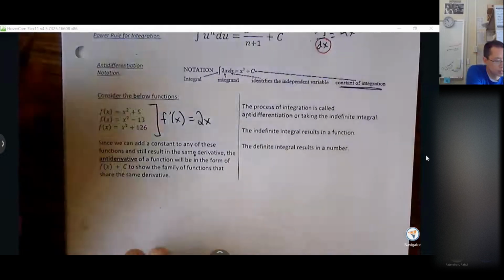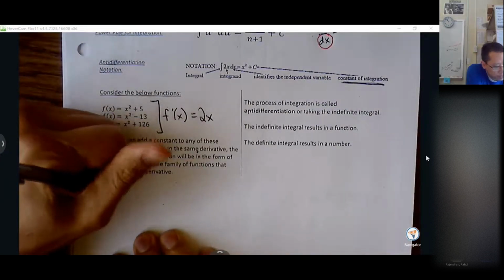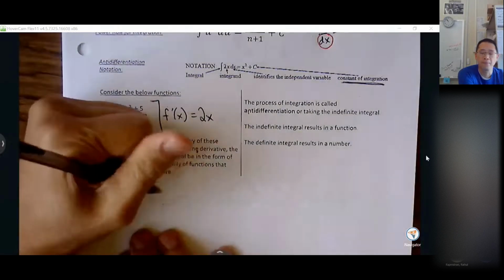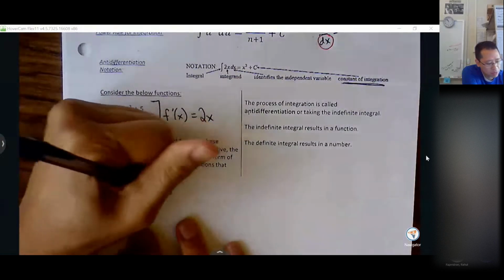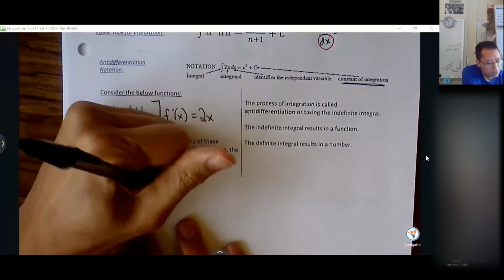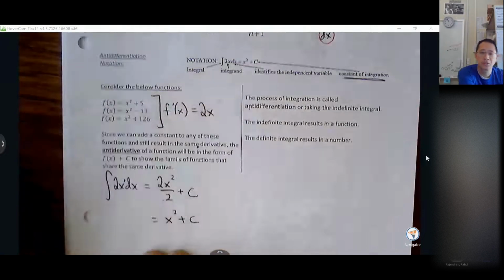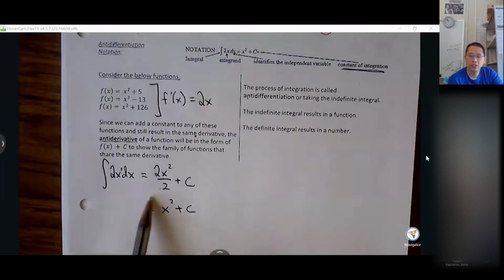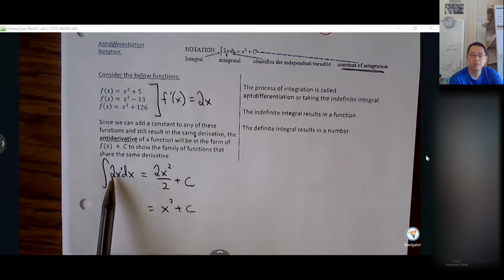For instance, this is what it would look like if I asked you to find the integral of 2x dx. You would go through this process, add 1 to the exponent, make it 2x squared over 2, and then you would say plus c. That tells us that we have infinitely many functions under the family of x squared that all share the same derivative of 2x. That's why we need that plus c there.